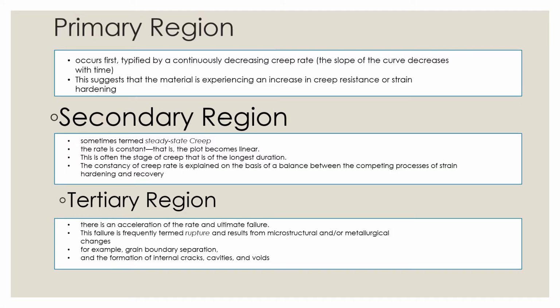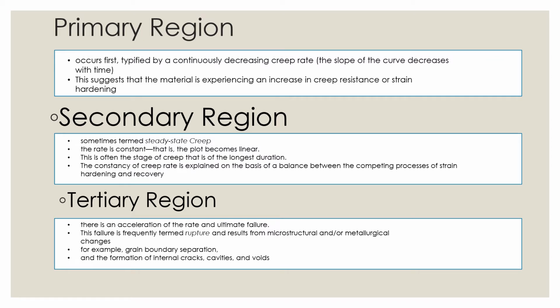The typical creep curve is divided into three regions: the primary region, the secondary region, and the tertiary region. The primary region occurs first, typified by a continuously decreasing creep rate. This suggests that the material is experiencing an increase in creep resistance, or strain hardening. For the secondary region, sometimes termed steady state creep, the rate is constant, that is, the plot becomes linear. This is often the stage of creep that is of the longest duration.